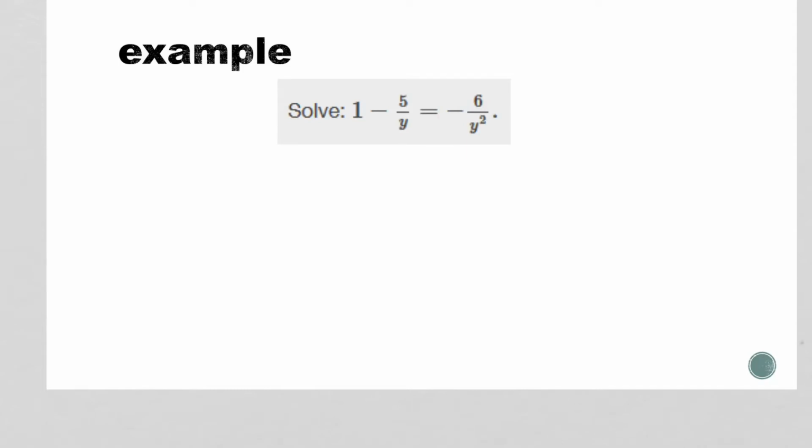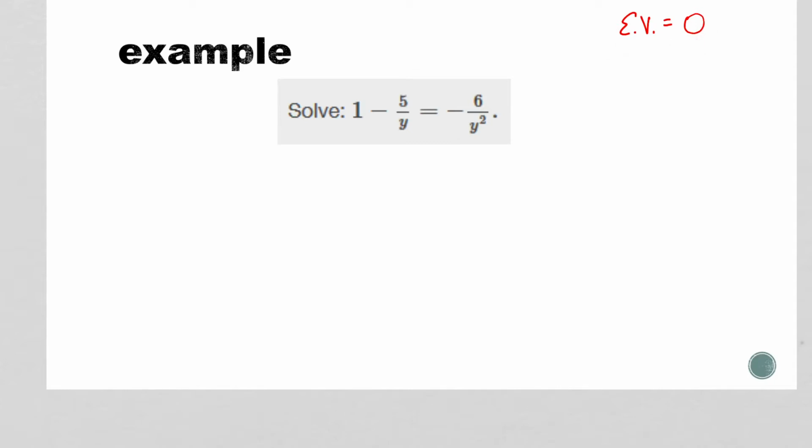Let's take a look at this problem. So the first thing I want to do is write down what my excluded value is. My excluded value: take each denominator and set it equal to 0, as long as it's a variable. This is a variable, so my excluded value is 0. And if I set y squared equal to 0, I still end up with 0. So my excluded value is 0.